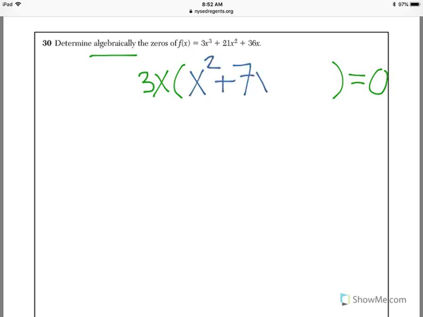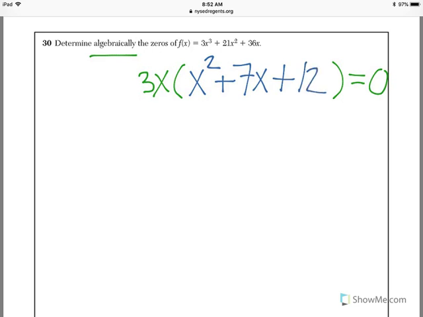30 wants me to determine algebraically, again, that word algebraically, the zeros of f of x. Now, normally I would say go ahead and use the quadratic formula, but the quadratic formula only works if you have x squared. We have x cubed. So I'm going to have to factor. What I have to look at is first ask, is there going to be a GCF? And the answer is yes. Each of these terms can be divided nicely by 3x. So if I divide each of these terms by 3x, I'm going to be left with x squared plus 7x plus 12.